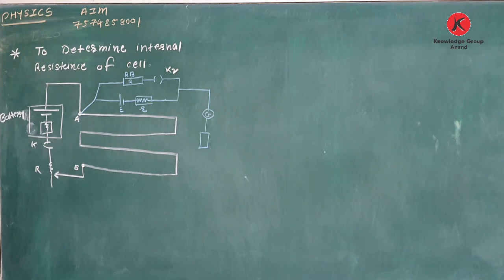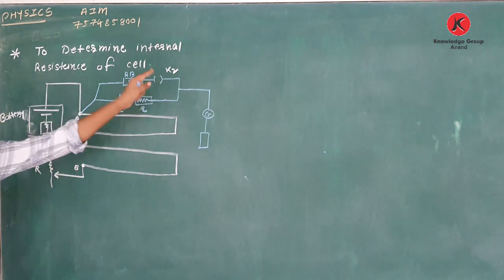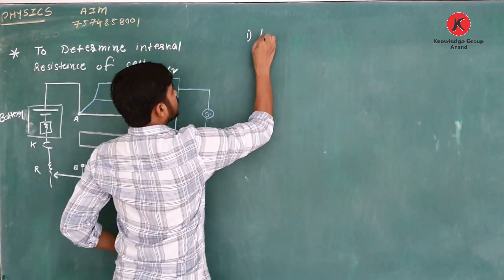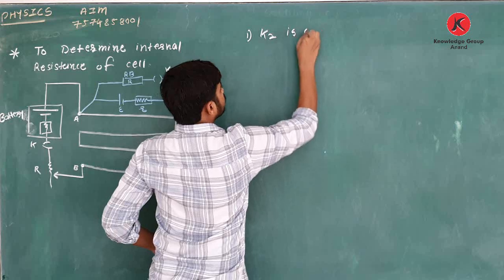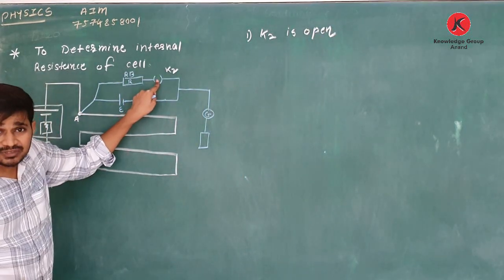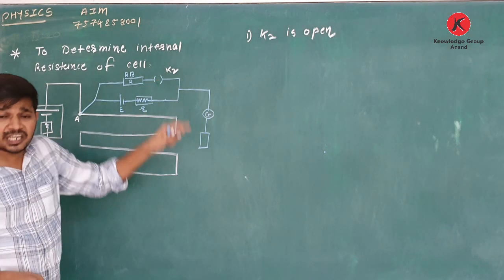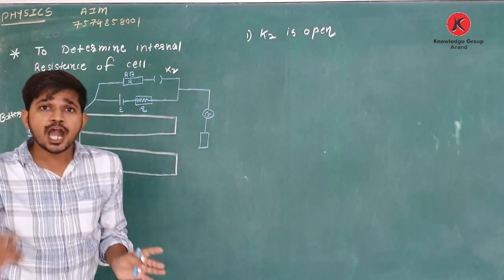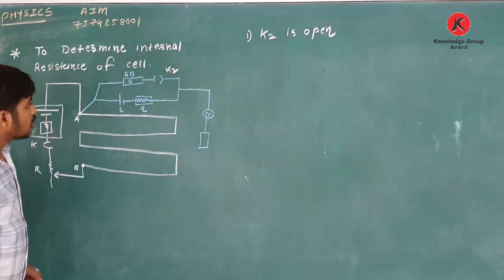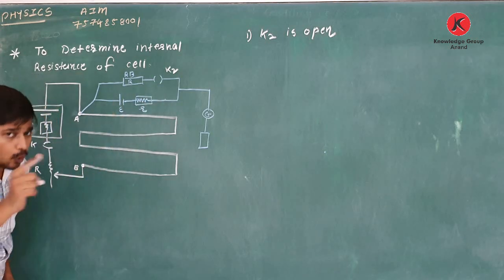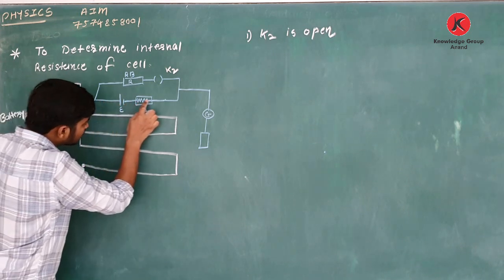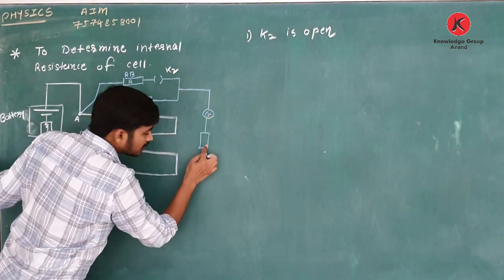Now what you have to do? See, this K2, first of all, keep it open. In the first case, this K2 is open. When a switch is open, it offers infinite resistance, and therefore current is not flowing through it. So when this switch K2 is open, current is flowing from this cell towards this galvanometer and this jockey.